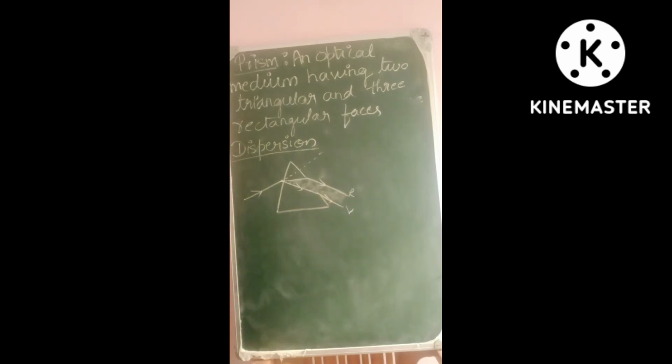These are represented as V, I, B, G, Y, O, R: violet, indigo, blue, green, yellow, orange, red. In these colors, the red color bends the least, while the violet color bends the most, because the wavelength of red is highest as compared to the wavelength of the violet color.